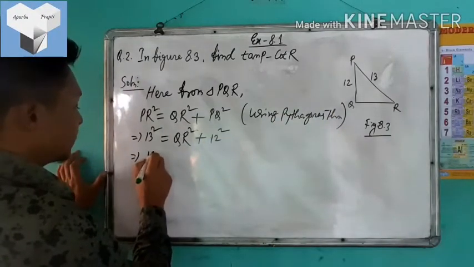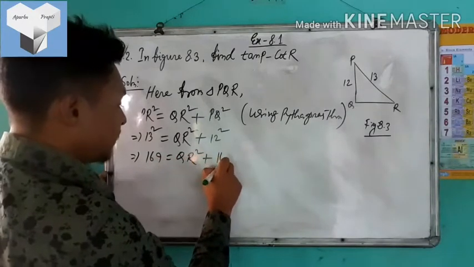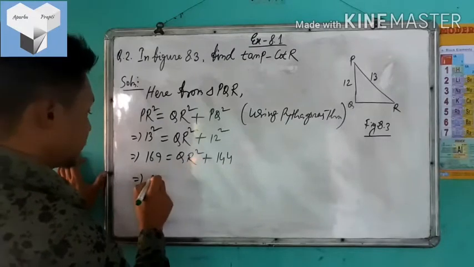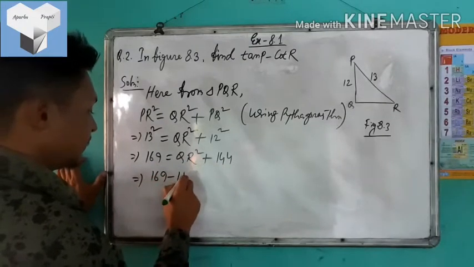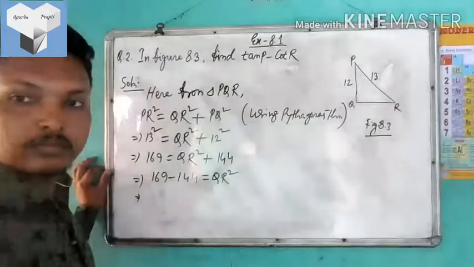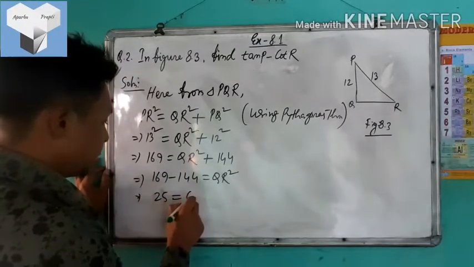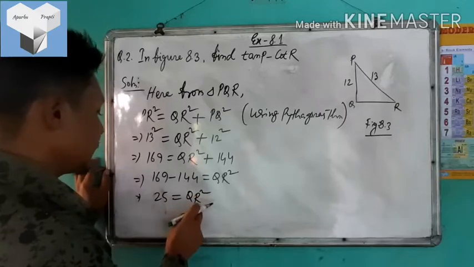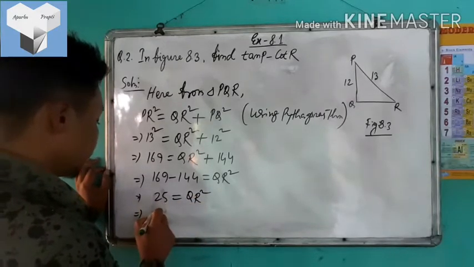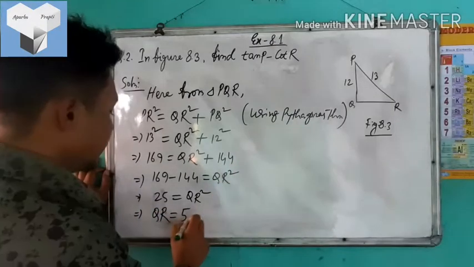So square of 13 is 169, equal to QR square plus square of 12, which is 144. So simply value of QR square will be 169 minus 144. So after subtraction it will be 25 is equal to QR square. That means square of QR is 25. So simply QR will be square root of 25, that means 5. So I have written here QR is equal to 5 centimeter.